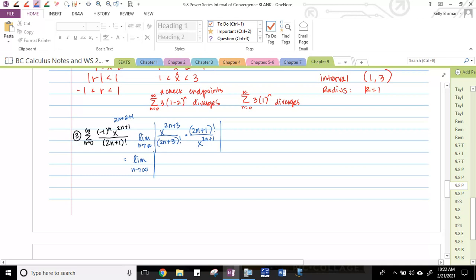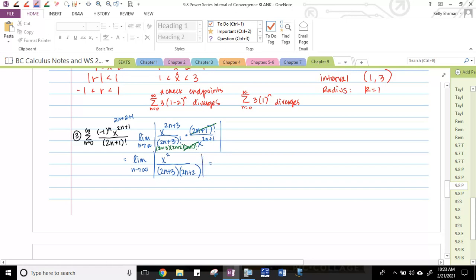If we start with the x's, 2n plus 3 minus the quantity 2n plus 1 becomes 3 minus 1, so 2. So x squared. And then how does 2n plus 3 factorial over 2n plus 1 factorial work? Remember, it's just whatever expression you have in here minus 1 each time. So 2n plus 3 factorial is 2n plus 3 times 2n plus 2 times 2n plus 1 factorial. So the 2n plus 1 factorials cancel, and you are left with 2n plus 3 times 2n plus 2.